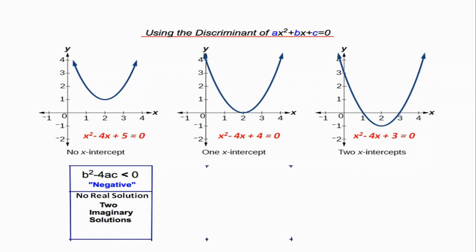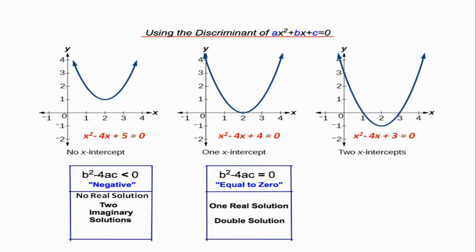Next one is b square minus 4ac. If we put the values a, b, c, a is 1 here, b is minus 4 and c is 4, then we get b square minus 4ac equal to 0. That means one real solution and double solution, meaning both roots are 2 in this particular condition.